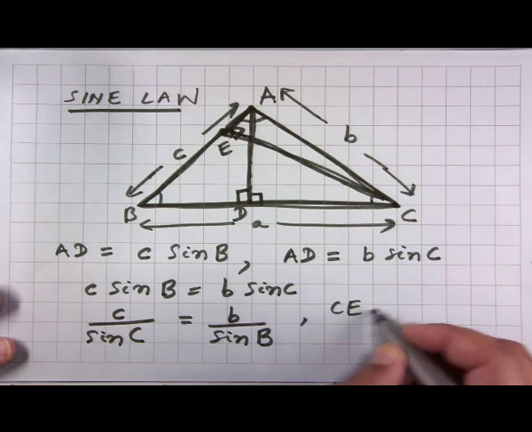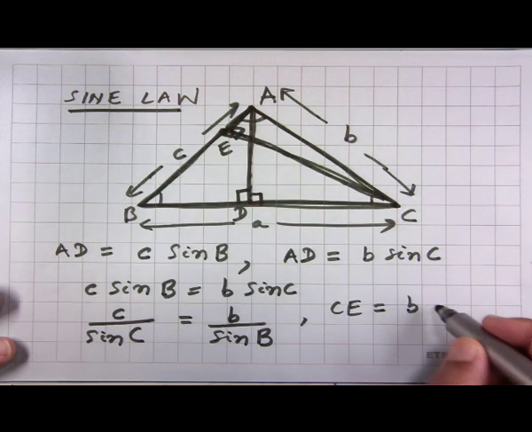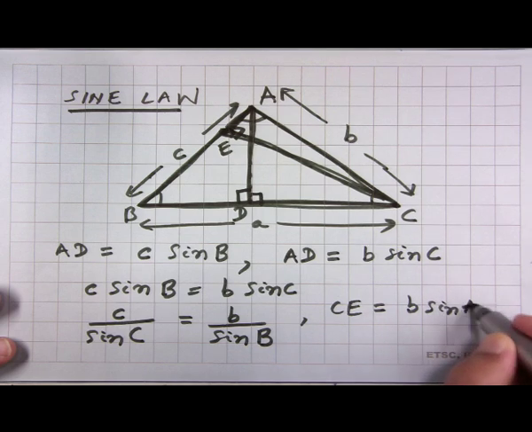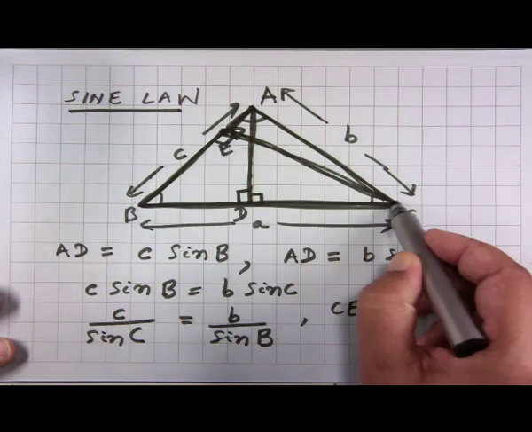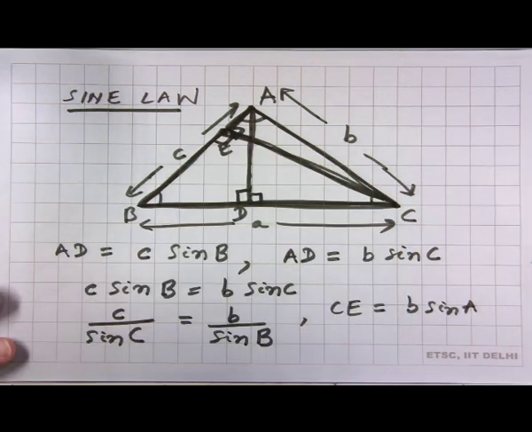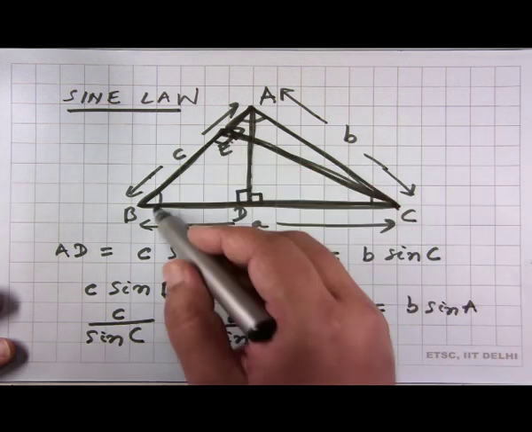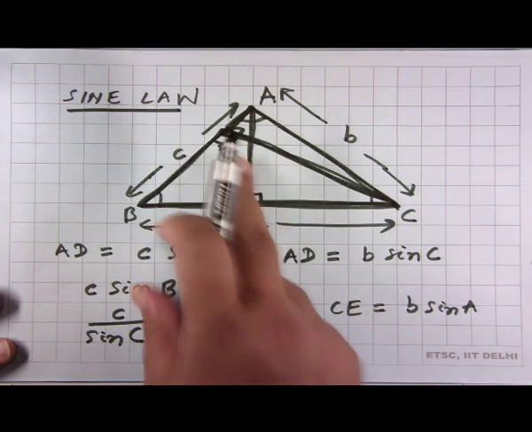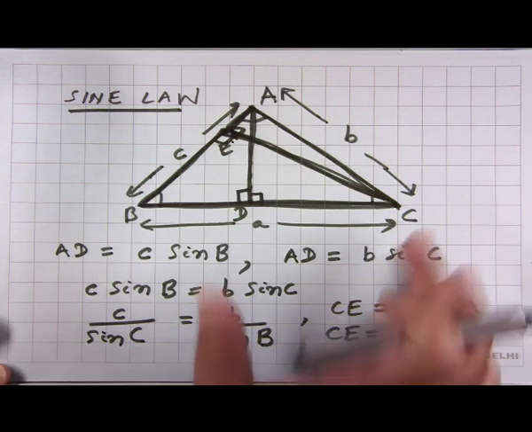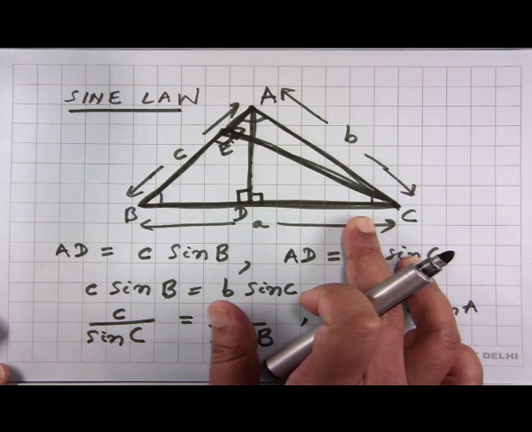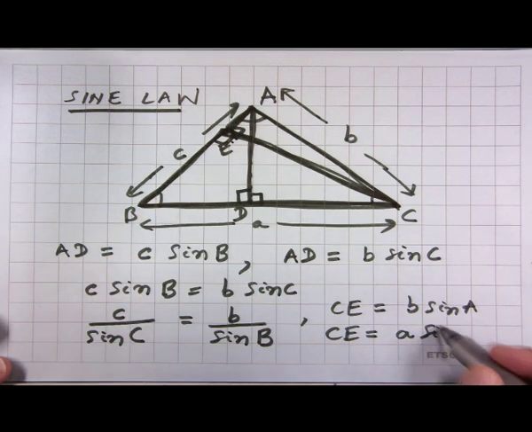What we get is that CE equals b sine of A. But this is also a right angle triangle, and I am referring to the right angle triangle CEB now. In this right angle triangle we can again write that CE equals a, this length a, into sine of B.